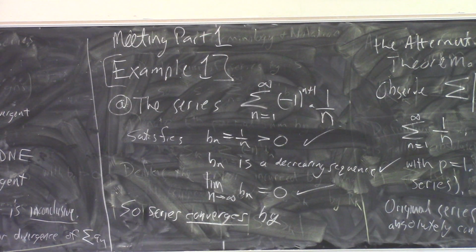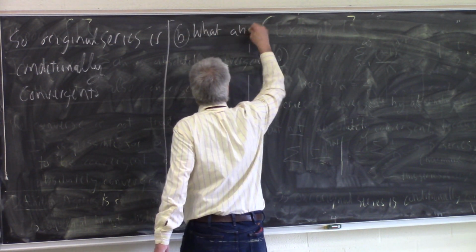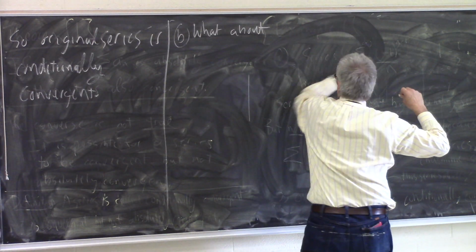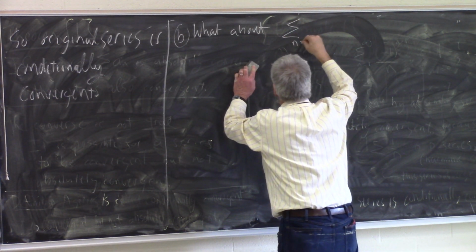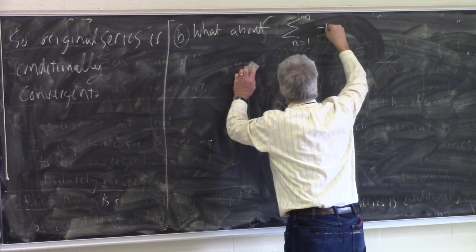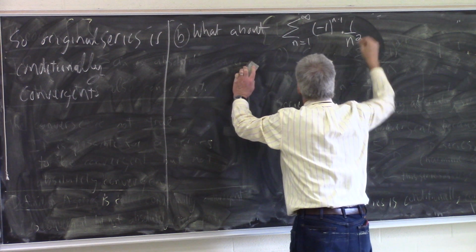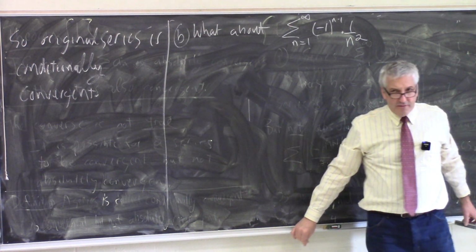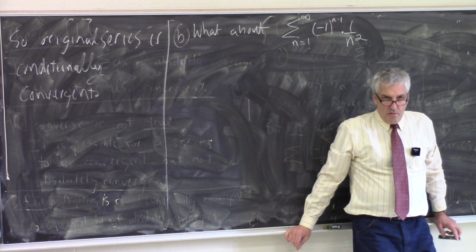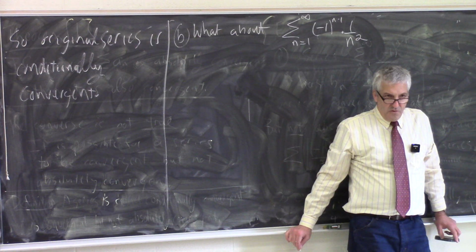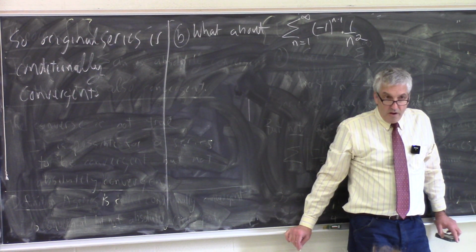Now B, what about this series? From 1 to infinity of (-1)^(n-1) times 1 over n squared. What can you tell me about that series? Is it absolutely convergent? Good. Can you explain why? That would just become the p series with p equals 2.